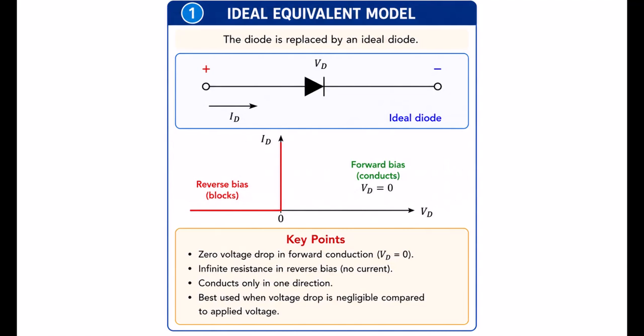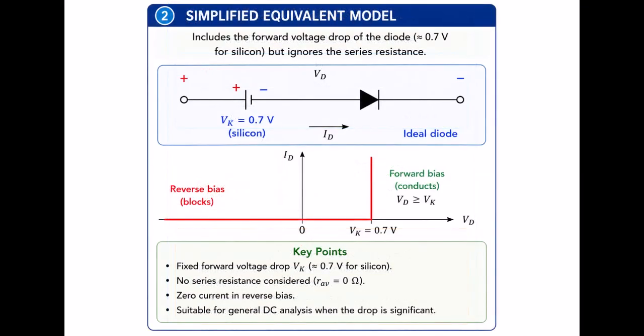However, a real silicon diode does not begin conducting at 0 volts. To account for this limitation, we use the simplified equivalent model. The simplified model includes the forward voltage drop of the diode but ignores its internal series resistance. A silicon diode is represented by an ideal diode connected in series with a fixed voltage source. This voltage is called the knee voltage or threshold voltage, represented by Vk. For a silicon diode, Vk is approximately 0.7 volts.